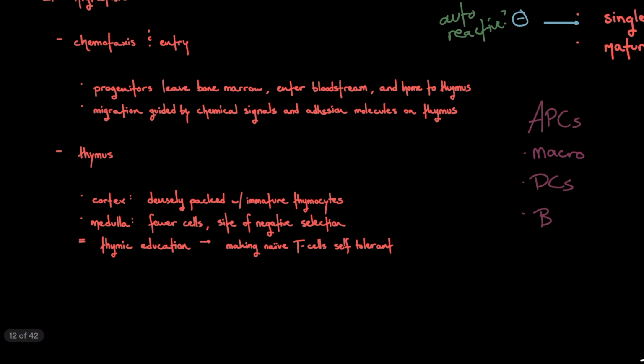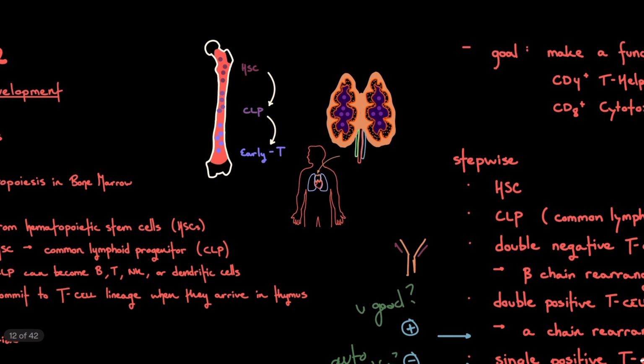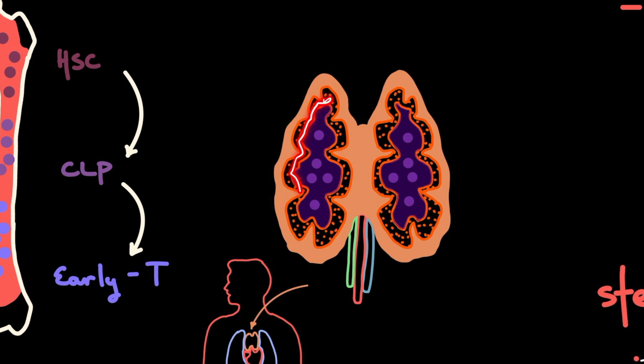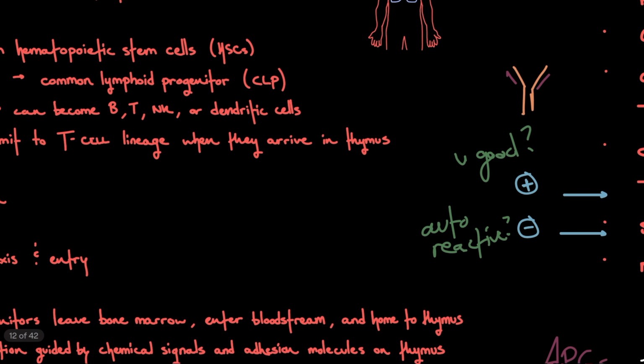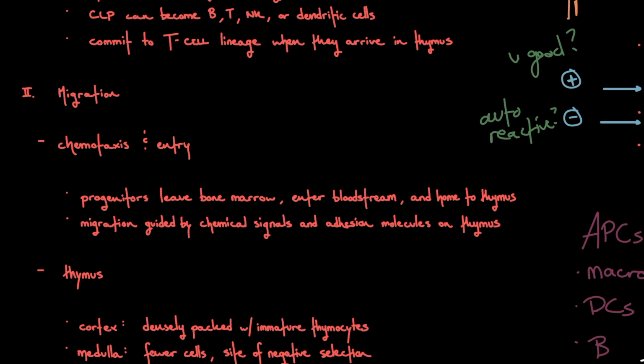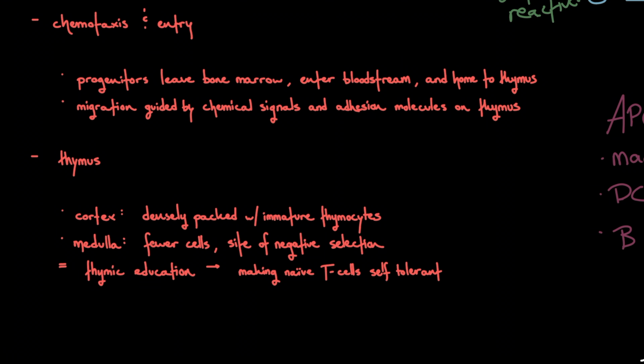Again, from last video, we have the cortex, which is the outer region of the thymus, this darker orange that I have here. And that's going to be densely packed with cells and developing thymocytes. That's where that blood-thymus barrier is at its most robust. Then we have the inner nougat, the medulla. Fewer cells, much more dispersed in this region, and it's a site of negative selection.